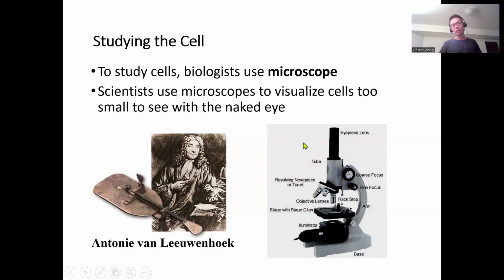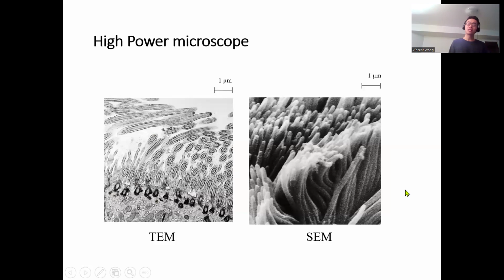Okay, and nowadays, right, this is a typical light microscope. And we can use it to see things that are in the micrometer range. If you want more details, then you need to get an electron microscope, right? These are, once again, very expensive stuff.